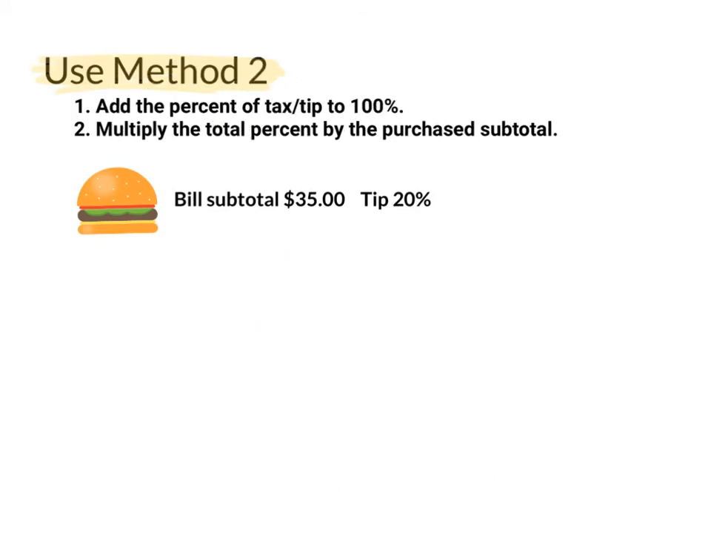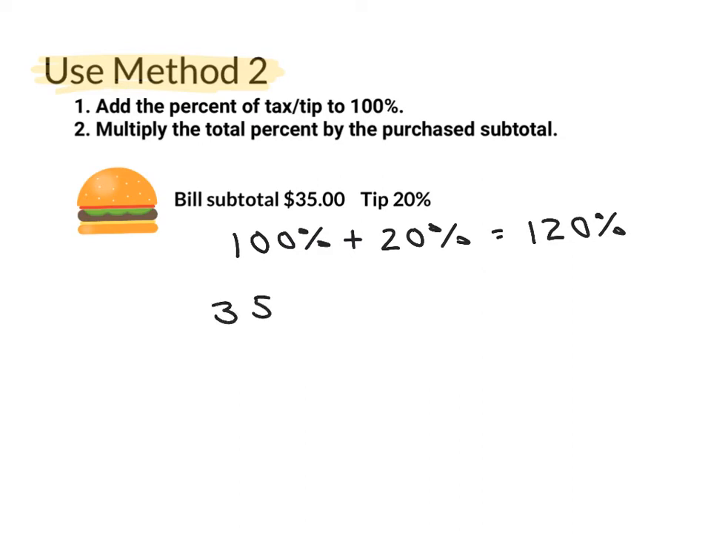We can use method 2 for the same problem. Step 1, add the percent of tip to 100%. We know that we are wanting to leave a 20% tip, plus we have to pay for all of our food. So that's 100%. That gives us a total of 120%. Our food cost is $35 times 120% changed to a decimal is 1 2/10, and then we multiply.